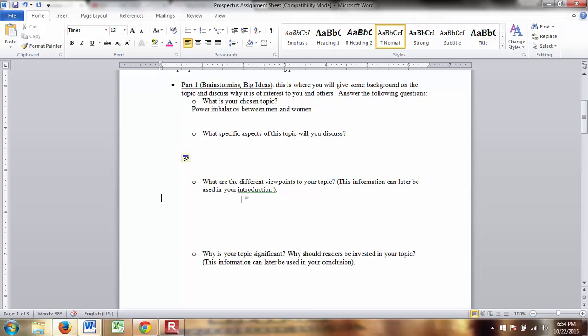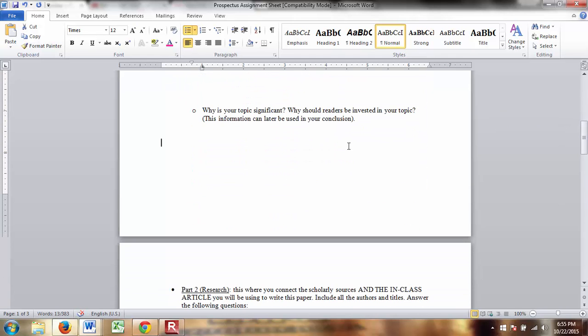Then what are the different viewpoints, okay? So what do different people think? Do some people think that it is balanced right now? Do some people think that there is a power imbalance, right? So what are the different viewpoints or opinions here? You can think of this as opinions about the topic, okay? And this information here will be useful later for your introduction for your paper. Okay, then why is your topic significant? Why should readers be invested? And this you'll be able to use in your conclusion later on.